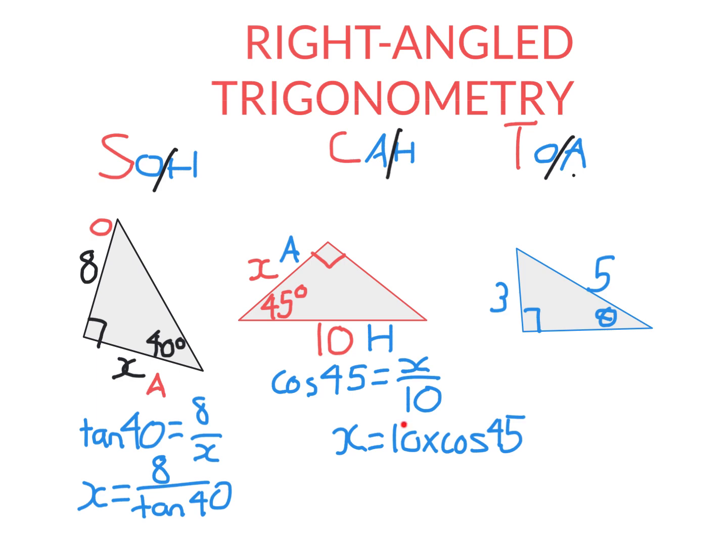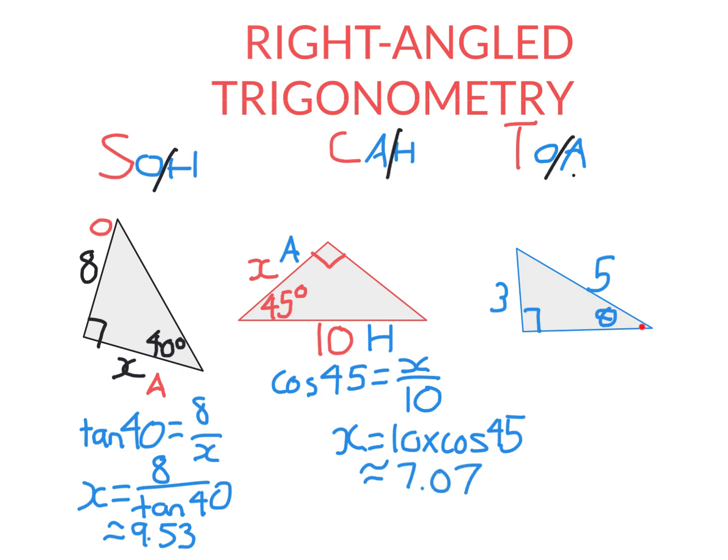So you can just put each of these in your calculator. Just make sure your calculator is in degrees mode. So putting 8 over tan 40 in our calculator in degrees mode, we should get about 9.53. Putting 10 times cos 45, we should get approximately 7.07.